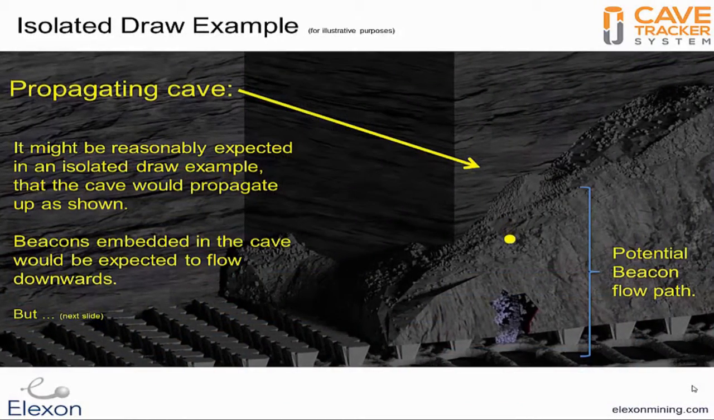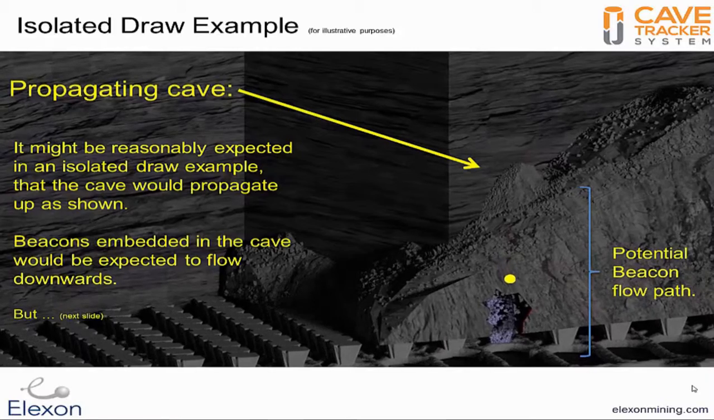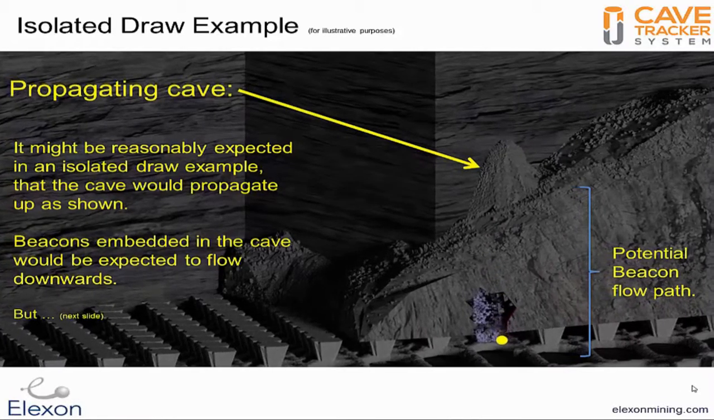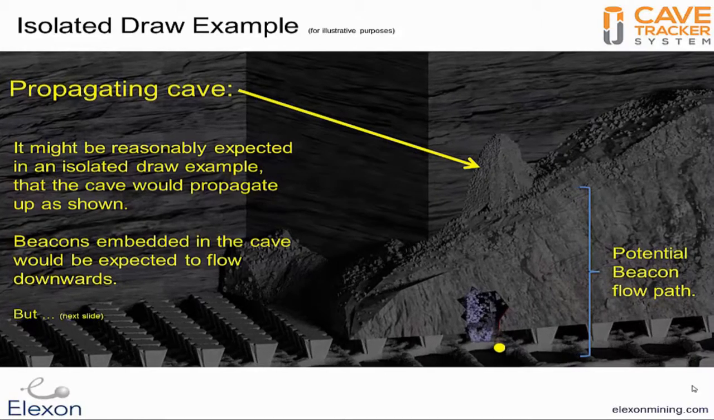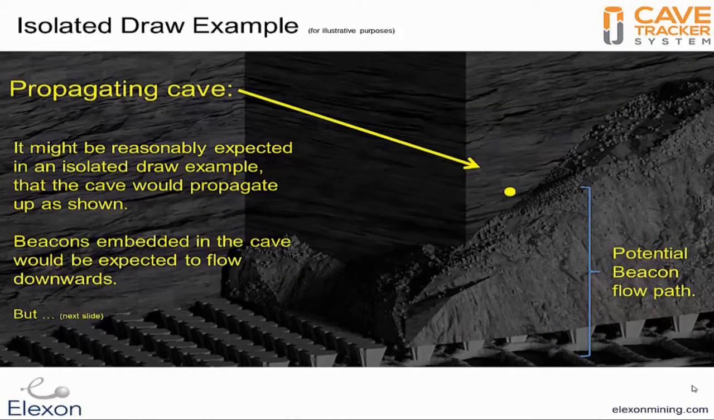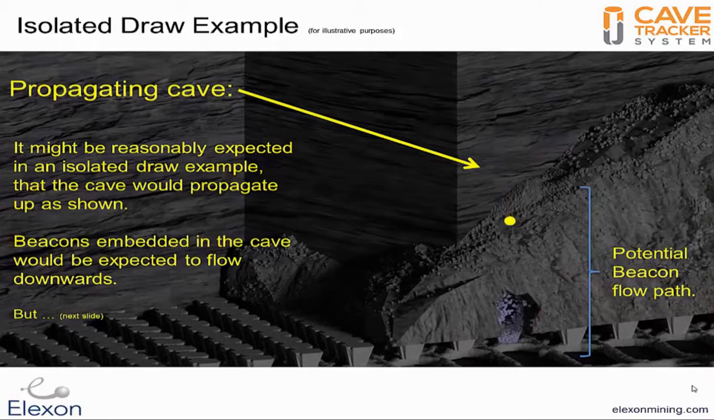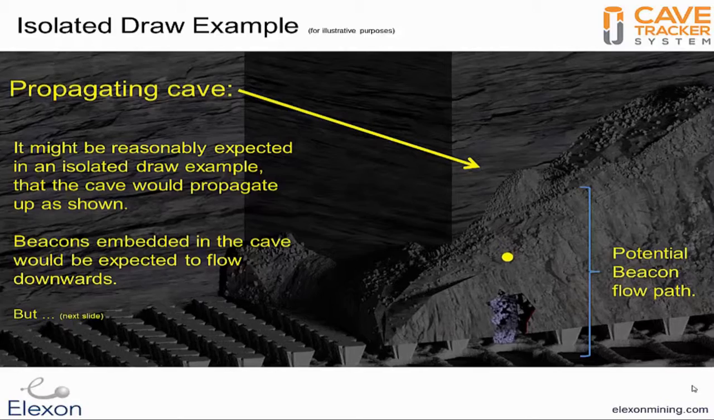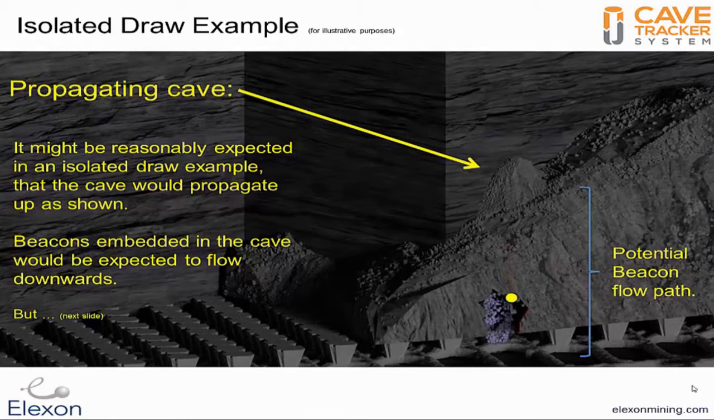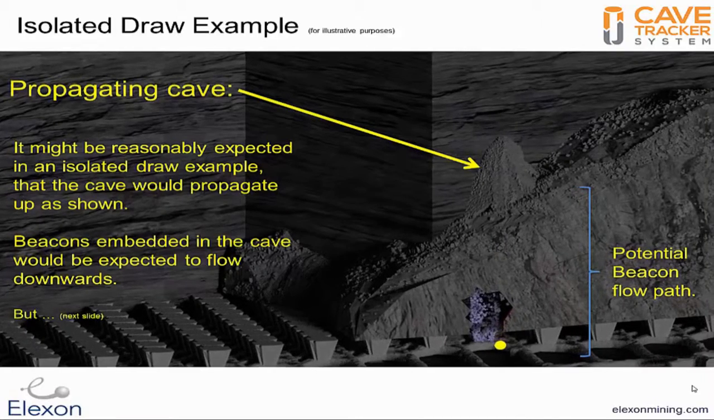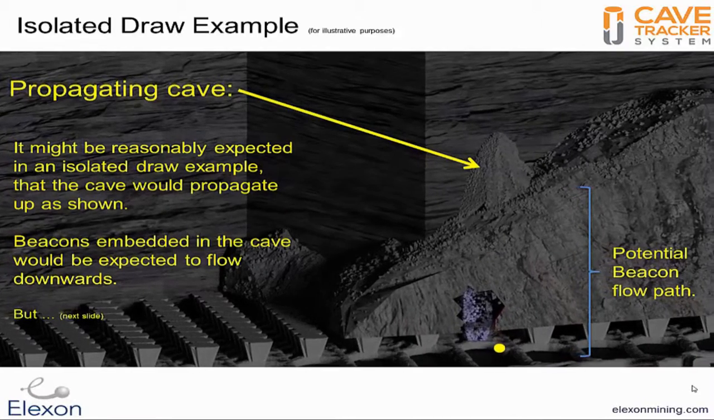Now, just to give an example of some of the complexity that we may see, we saw a really good example earlier. So this is just an illustrative example. But you might reasonably expect that if you had an isolated draw coming down here and you could place something like a beacon inside a cave, it would be reasonable to expect that it might just generally move downwards and report to the draw point as the cave propagated upwards.